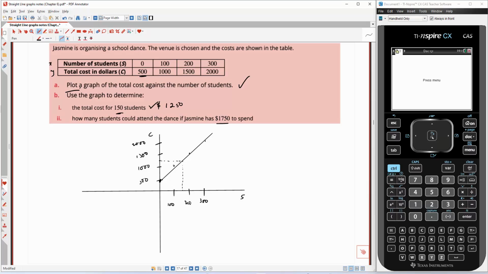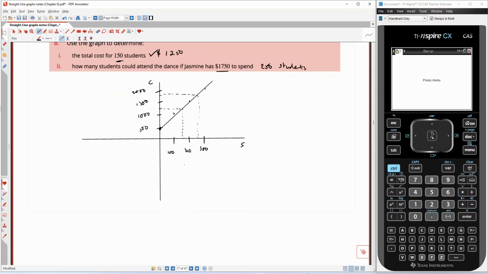How many students could attend the dance if Jasmine has $1,750 to spend? So that's in the middle of 2,000 and 1,500. So if we go across and then go down, what we can see is the middle of this one will be the middle of this one, which is 250 students can attend. All right, so there is all we need for that question.